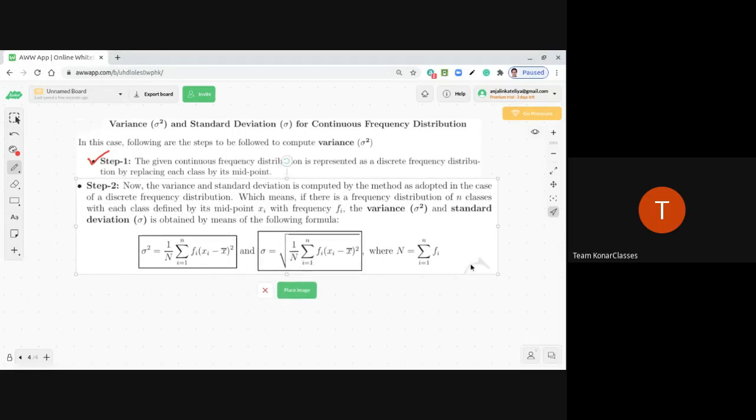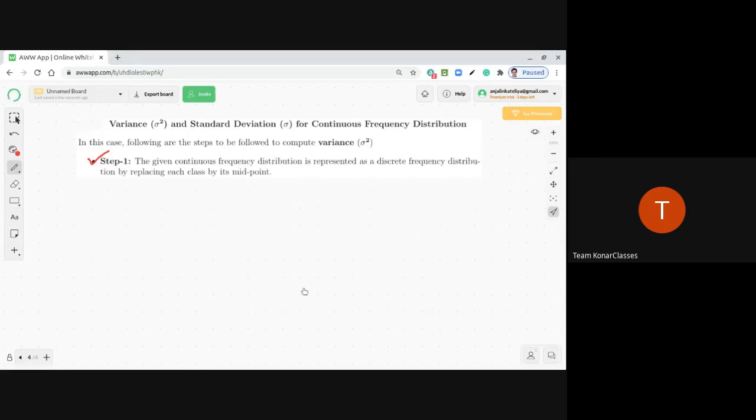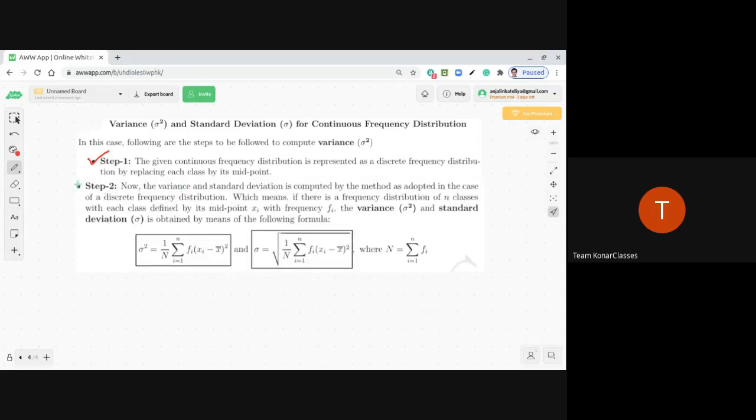And what is that? Here it is. In step 2, the variance and standard deviation are computed by the method adopted in the case of discrete frequency distribution. Which means, if there is a frequency distribution of n classes, with each class defined by its midpoint xi with frequency fi, then the variance sigma square and standard deviation sigma are computed by the same formula.